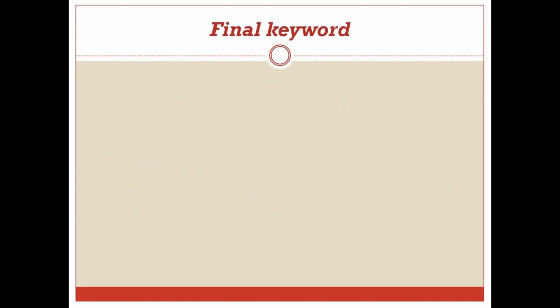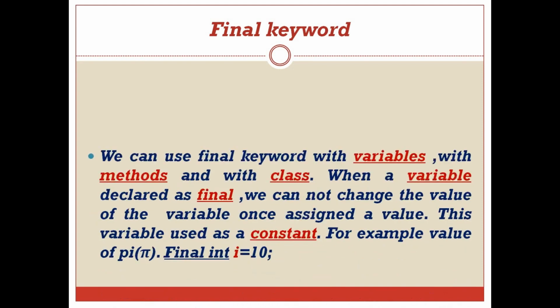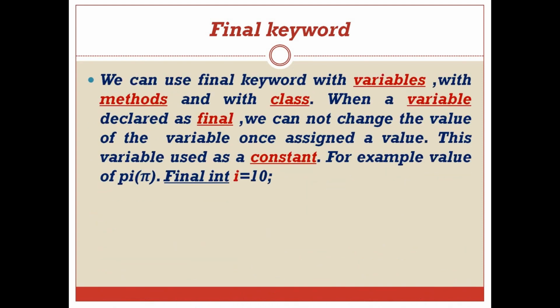So another thing is the final keyword. So what is the final keyword? We can use the final keyword with variables, with methods, and with classes also. Variables can be declared as final, methods can be declared as final, and a class also can be declared as final. So what is the difference between them?